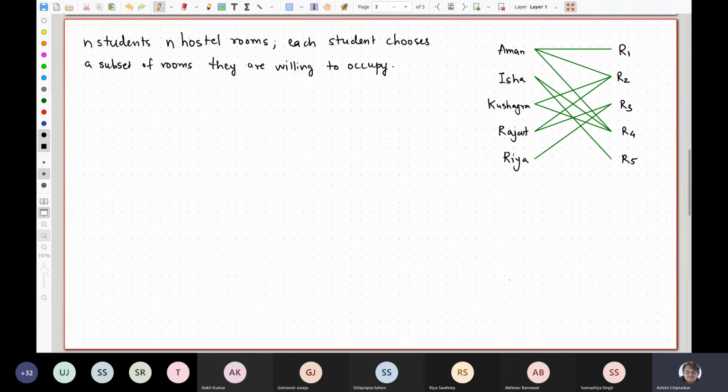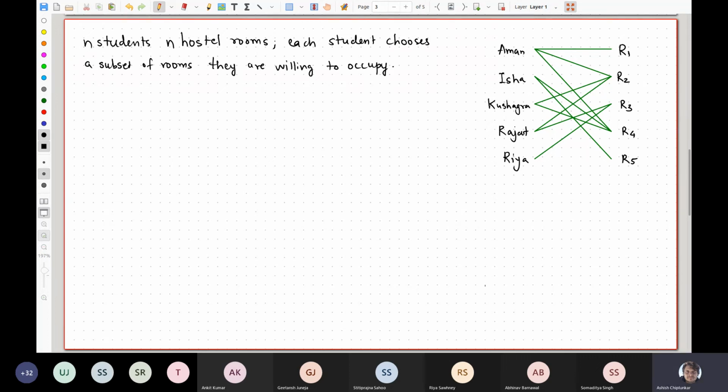And then the problem is, there are several questions. Firstly, can you assign rooms to all students? Secondly, if you cannot assign rooms to all students, what is the maximum number of students that you can assign rooms to? Every student has to be assigned a room which he or she is willing to occupy.